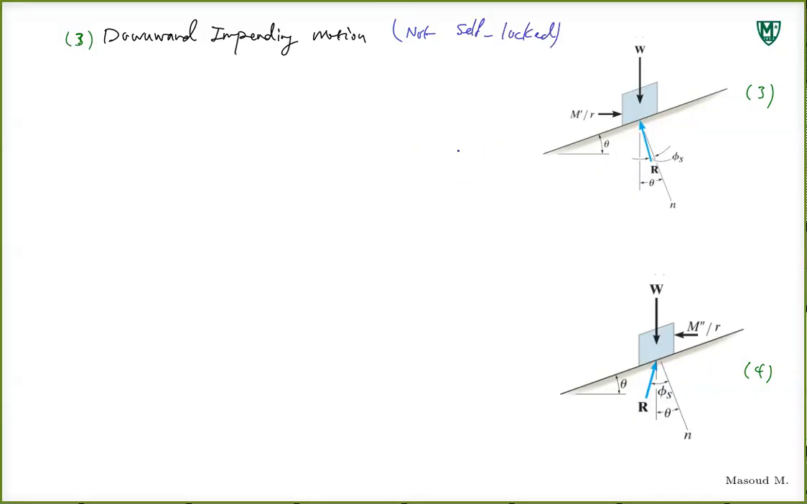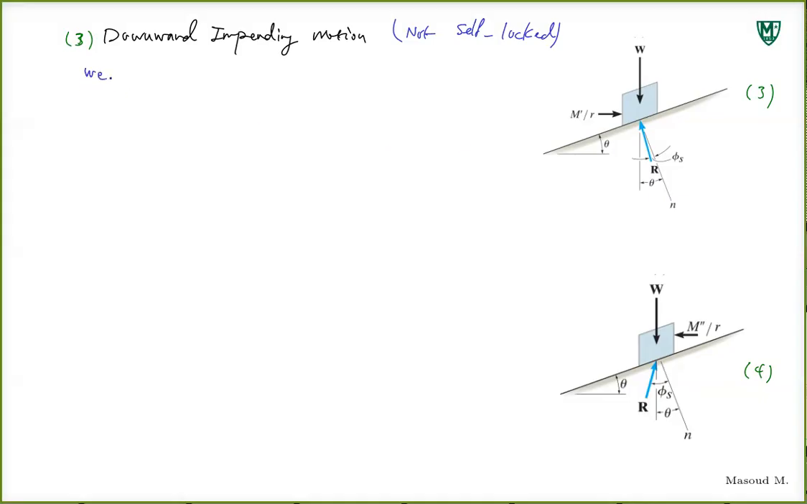All right. In order to keep the weight where it is, we have to apply some moment M prime, because if we don't, then it's going to start going down. So that's basically the minimum moment we need to apply to keep the weight where it is. If we don't apply that, it's not self-locked. It's going to start going down.